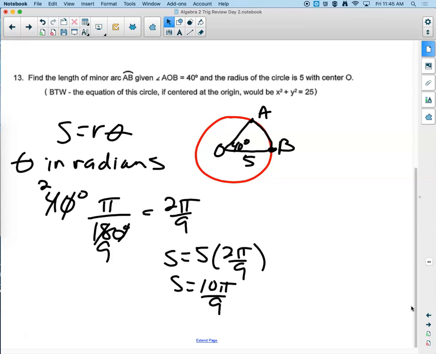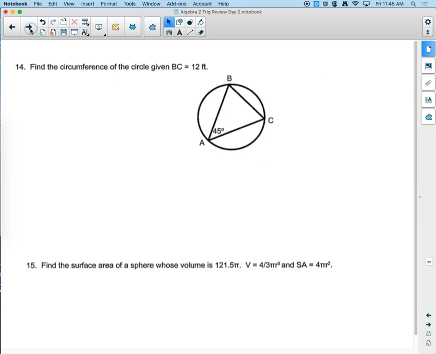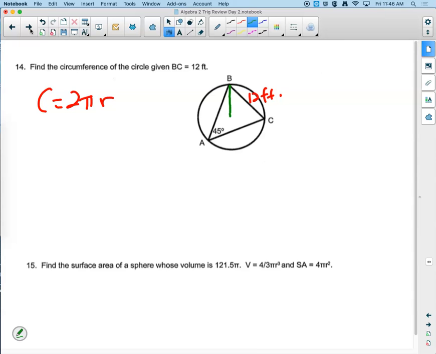All right. Oh, yeah, the circle one that's right below that one. That was another one. You can't get the answer with just what they have. Find the circumference of the circle given that BC is 12 feet. Well, circumference is 2 pi r. We don't have a radius. And you can't find the radius with just what they have up there. So what we have to do is draw in the central angle right there.